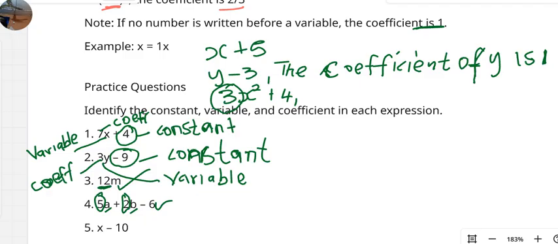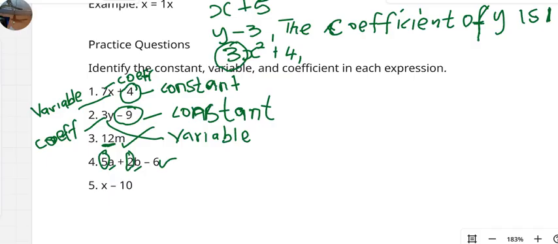Yes, the last example for the day. Let's look at this one. x minus 10. What is the constant here? The number that is all alone. Okay, and the constant here is minus 10. Remember, bring it with the sign. Minus 10. And what of the coefficient?